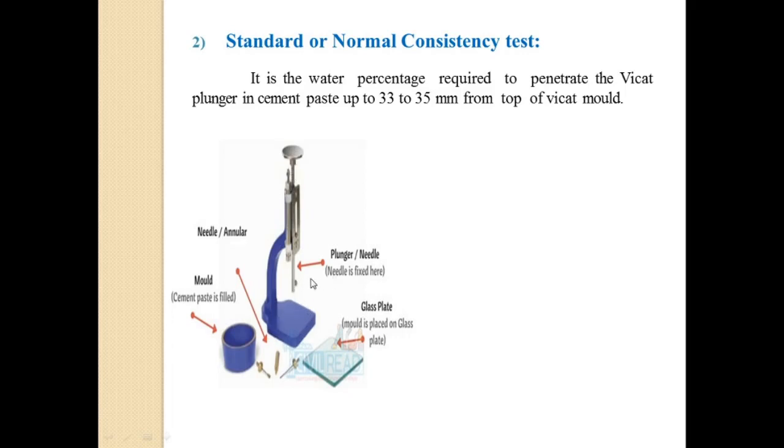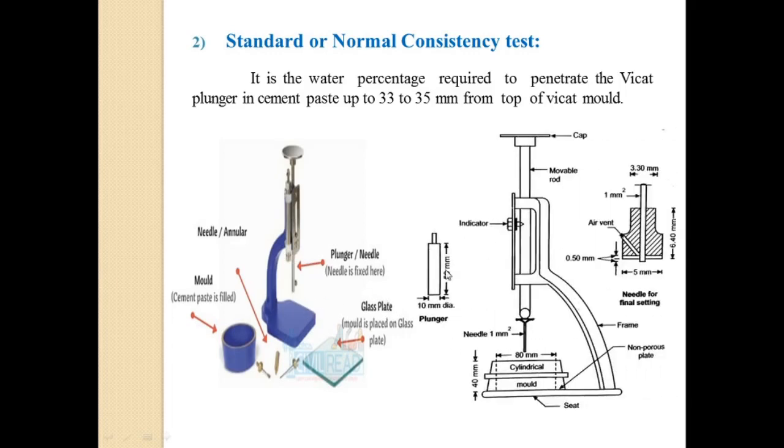The plunger should penetrate into the Vicat mold up to 33 to 35 mm from the top or 5 to 7 mm from the bottom. Here we can see the plunger having a 10 mm diameter and 15 mm height. This is the cylindrical mold. Here we can see the top diameter is 80 mm and the total height is 40 mm. This is the frame, this is the cap, and there is a movable rod. This is the indicator, the measuring scale.